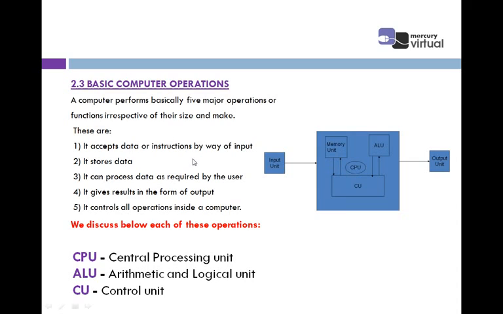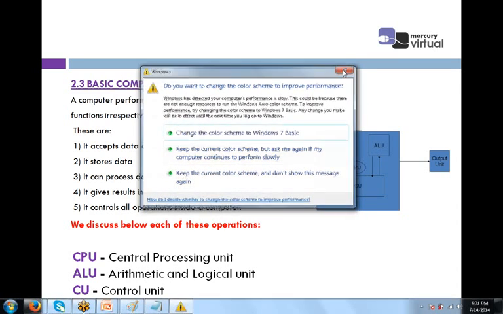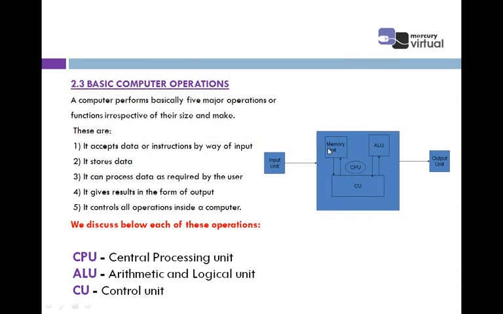Now let's see these basic operations with the help of a diagram. This is the diagram. First of all, there is the input unit. Input unit means that is the first point that takes data or instructions by way of the input. Then memory unit, that is the second point. It stores data, means storing data is done by the memory itself. There are different types of memory that I will discuss within 10 or 15 minutes in the later slides. Then it can process data as required by the user.